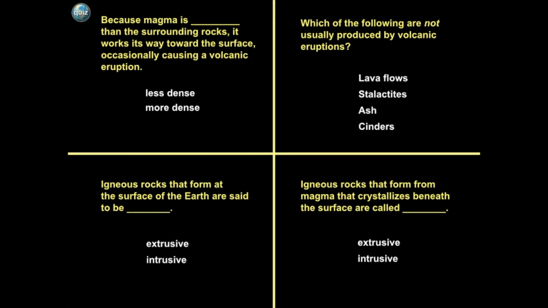Because magma is less dense or more dense than the surrounding rocks, it works its way toward the surface, occasionally causing a volcanic eruption. Which of the following are not usually produced by volcanic eruptions? Lava flows, stalactites, ash, or cinders. Igneous rocks that form at the surface of the earth are said to be extrusive, intrusive. Igneous rocks that form from magma that crystallizes beneath the surface are called extrusive, intrusive.